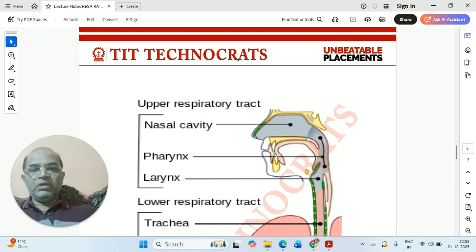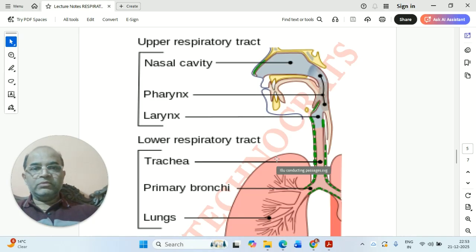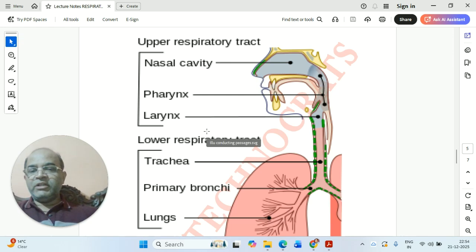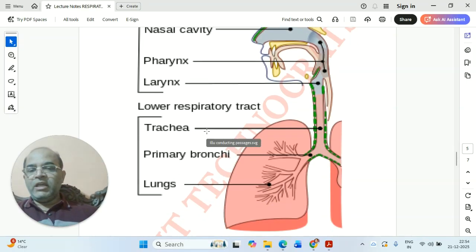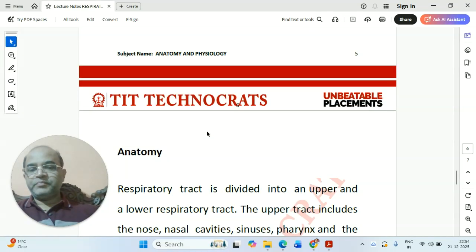So, as usual, in this figure, you can see that there are two types of respiratory tract. One is the upper respiratory tract and the second one is the lower respiratory tract. The upper respiratory tract contains the nasal cavity, pharynx and larynx, and the lower respiratory tract contains the trachea, primary bronchus, and lungs.